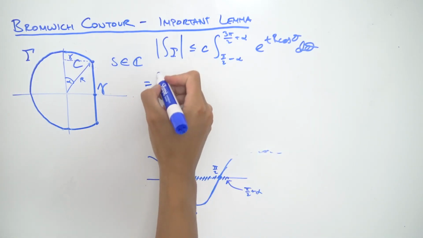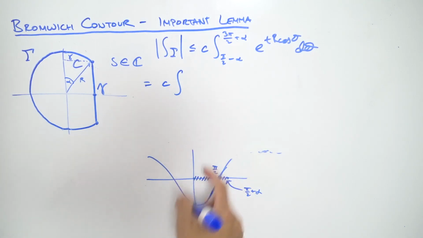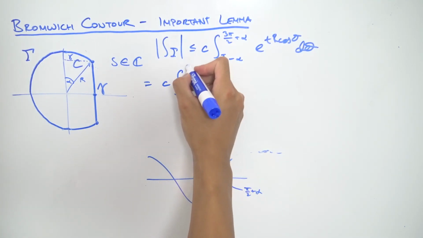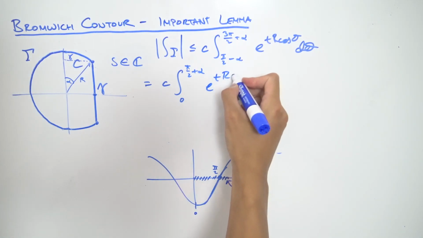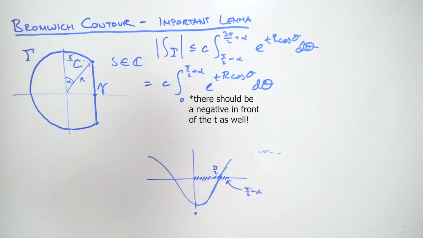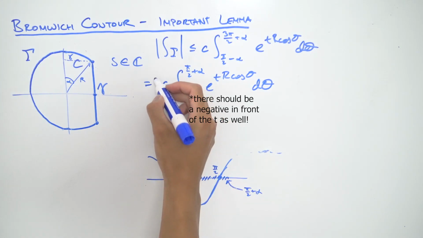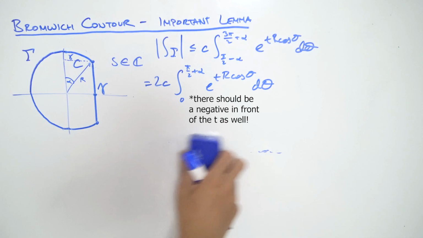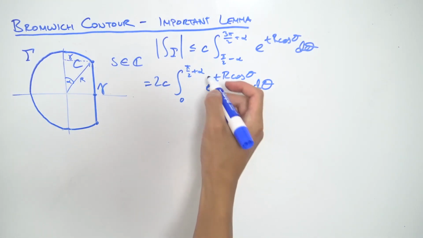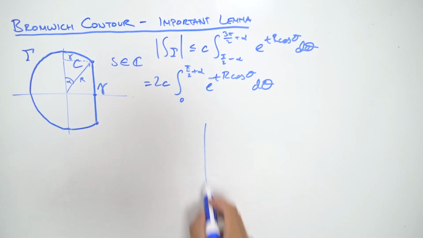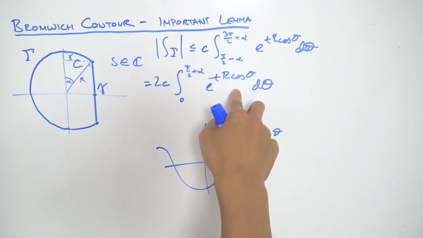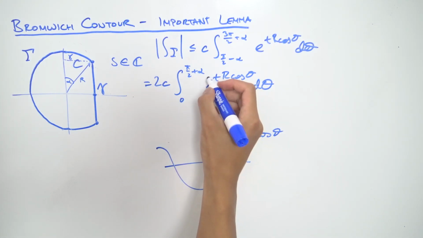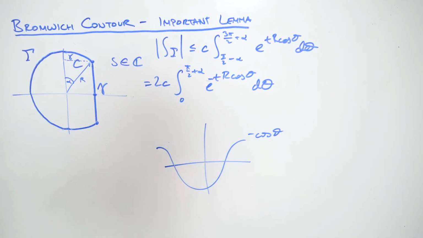So this integral, we can rewrite as follows. This is equal to c times the integral, now going from 0 to pi on 2 plus alpha instead, and then we have the same integrand, so e to the t times r times the cosine of theta d theta. And obviously this only gives us half of the integral, and to get the other half, because it's symmetric, we can just multiply the whole integral by 2. Alright, so this is what we have right now, and in fact this should have been a negative because we drew a negative cosine graph. So here we had to replace cosine with negative cosine. That's quite important. We need e to the minus tr cosine of theta.